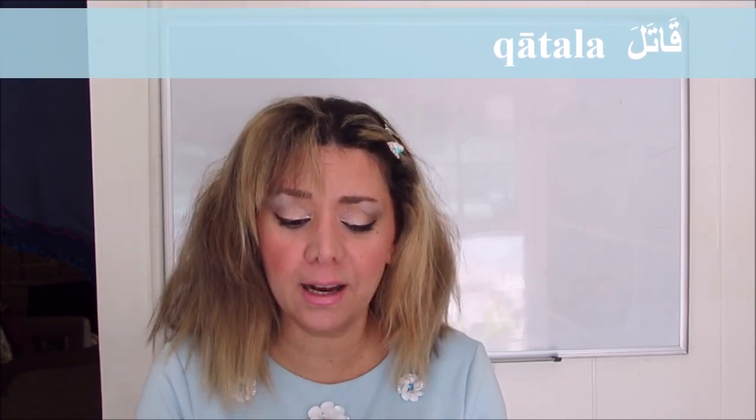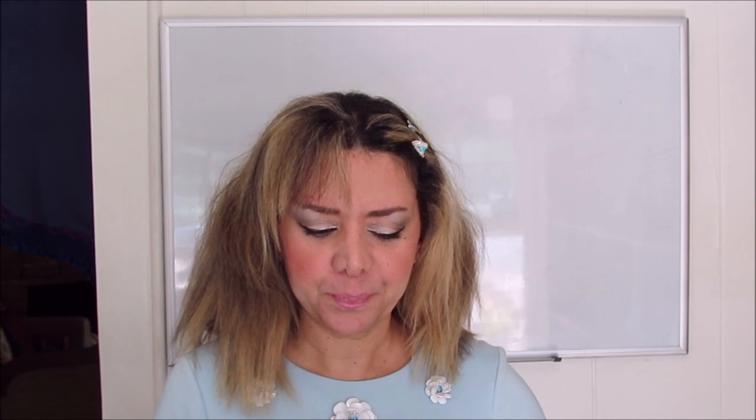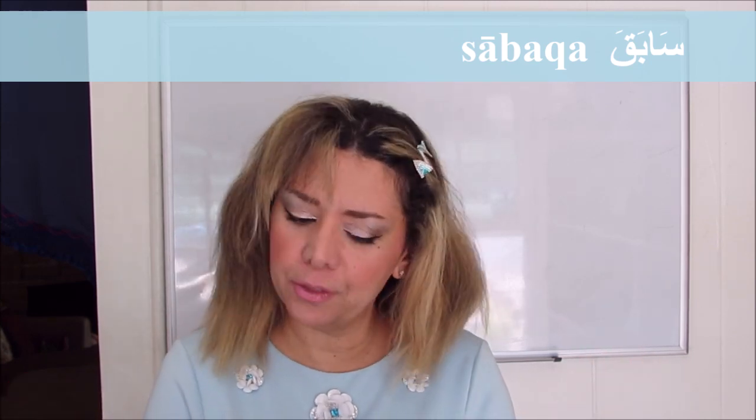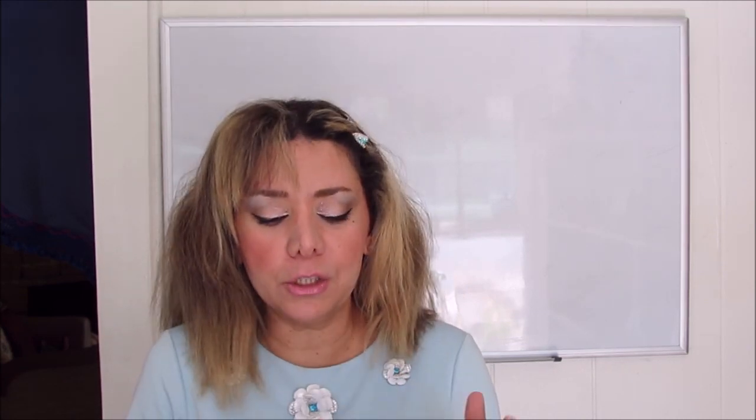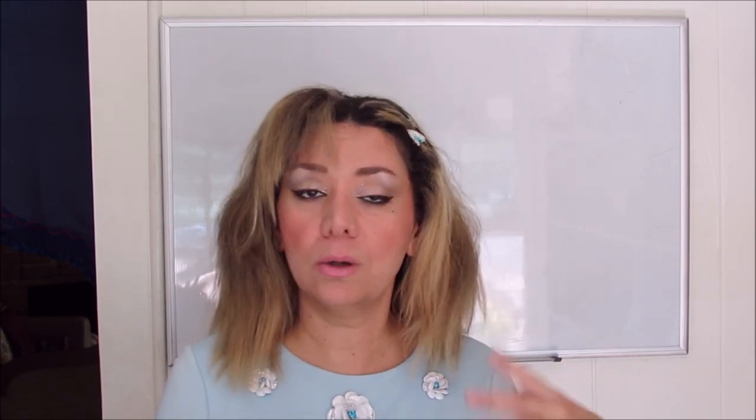قاتل, so قتل, Form 1, to kill. قاتل is to enter into a battle, bloodshed, or struggle against someone, trying to kill each other. سابق is to race or compete with someone. Okay, so as you can see, there is a reciprocal relationship between the subject and the object or objects.